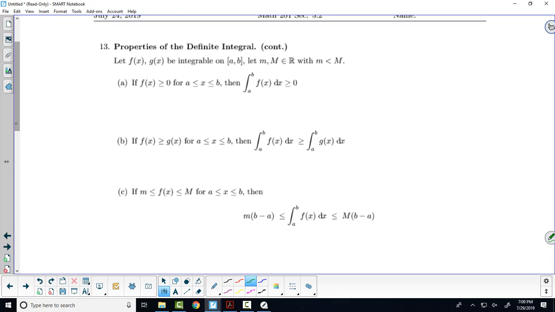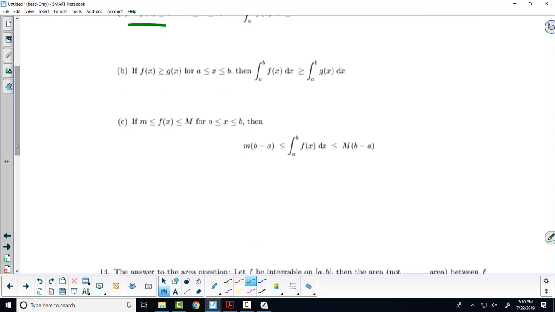This one is kind of the opposite of one of the earlier ones. If the function's always above the x-axis, then we would expect the net area to be positive. Nothing really exciting there. This next one should make intuitive sense. If one function's always above the other function, then the net area of the first should be greater than or equal to the net area of the second. Even if both of them are negative, this will just have a smaller negative quantity than this one, making it greater.